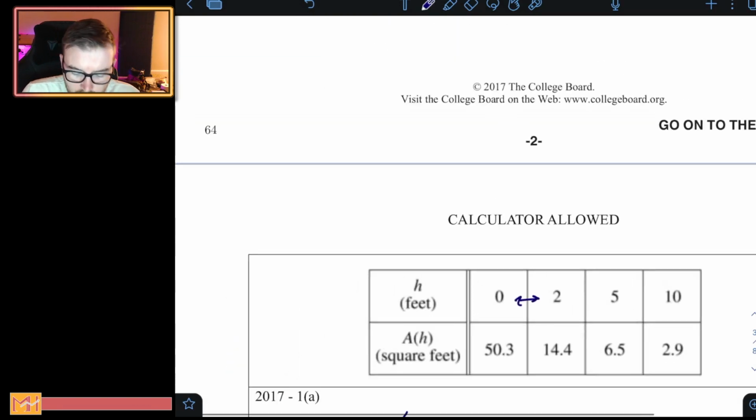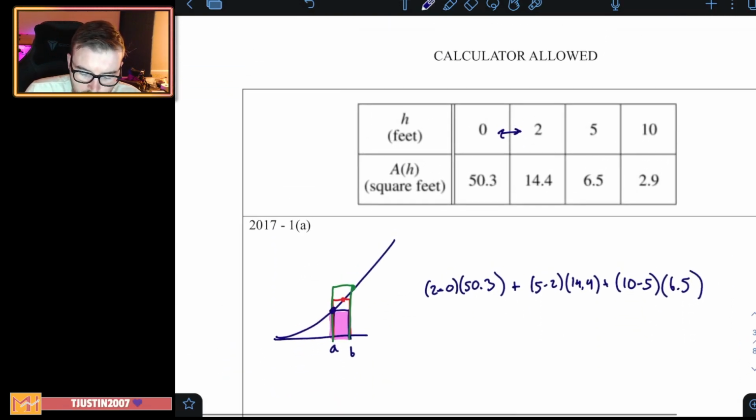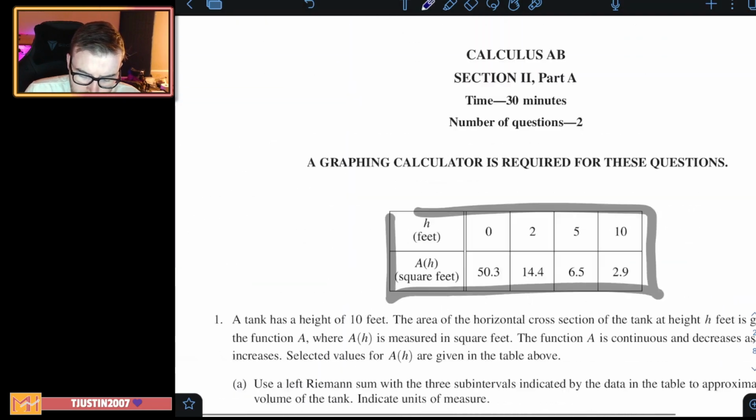This is not an updated year. I think did I say 2019? I meant to say 2017.